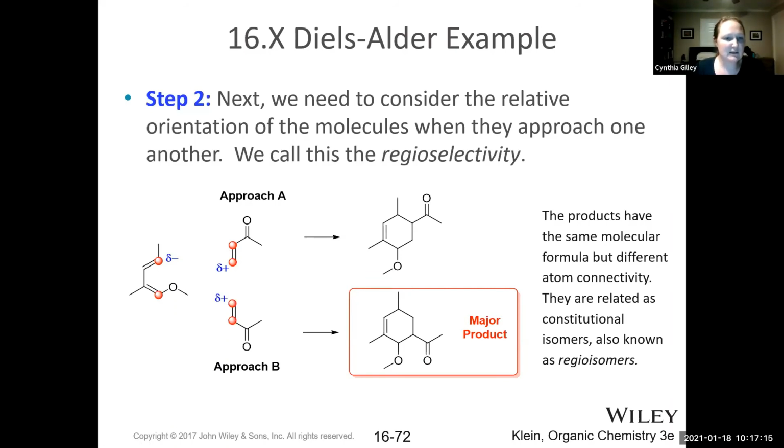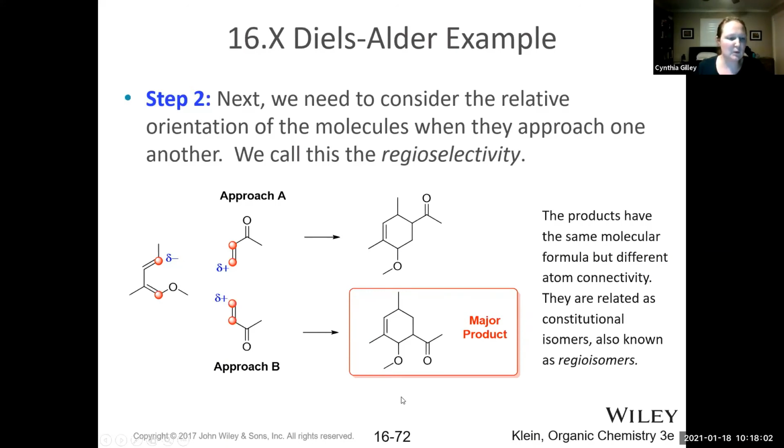Next, we need to consider the relative orientation of the molecules when they approach one another. This will lead to the regioselectivity. So for example, will the dienophile approach in this orientation, which we're going to call approach A, or in this orientation, which we're going to call approach B? And note that I looked for an internal plane of symmetry on the diene and the dienophile first and didn't find one, which is why I need to consider these different approaches, right? And the alignment is correct in approach B, but not in approach A, because the delta negative here is aligned perfectly with the delta positive in the formation of this new sigma bond. So this will be the major product.